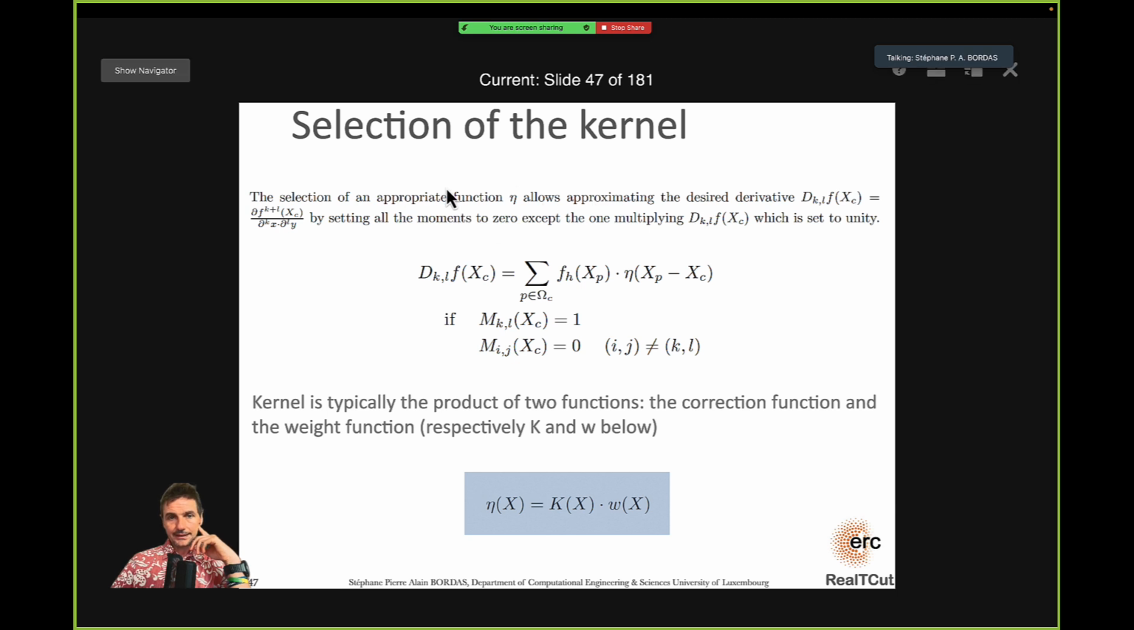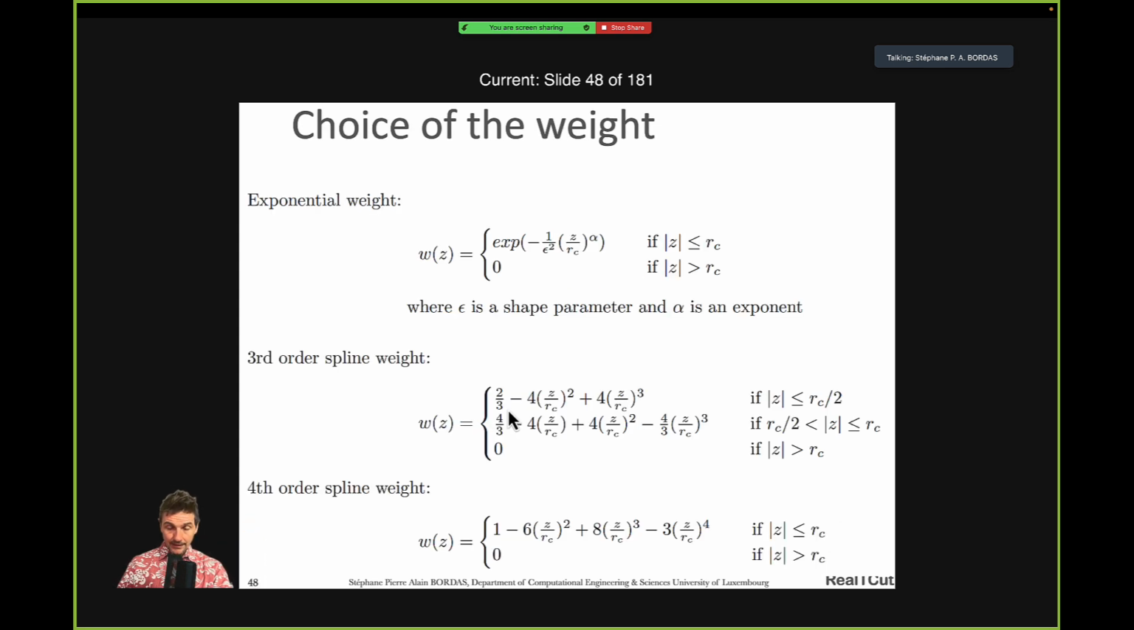Okay, so once we have selected the appropriate function, because basically we have a smoothing function, which is this kernel here, we can apply the desired derivative, and we just set all the moments to 0 except the one that we are interested in, which we set to 1, and we do that alternatively. So first we set the first moment to 1 and the others to 0, and then we set the first to 0, the second to 1, and all the others to 0, and so on. And that gives us essentially a set of equations which we can solve.